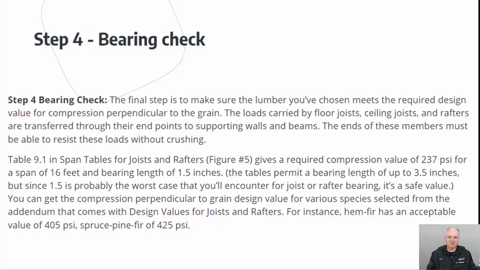You can get the compression perpendicular to grain design value for various species selected from the addendum that comes with the design values for joists and rafters. For instance, hem fir has an acceptable value of 405 psi. Spruce, pine, and fir has 425 psi.